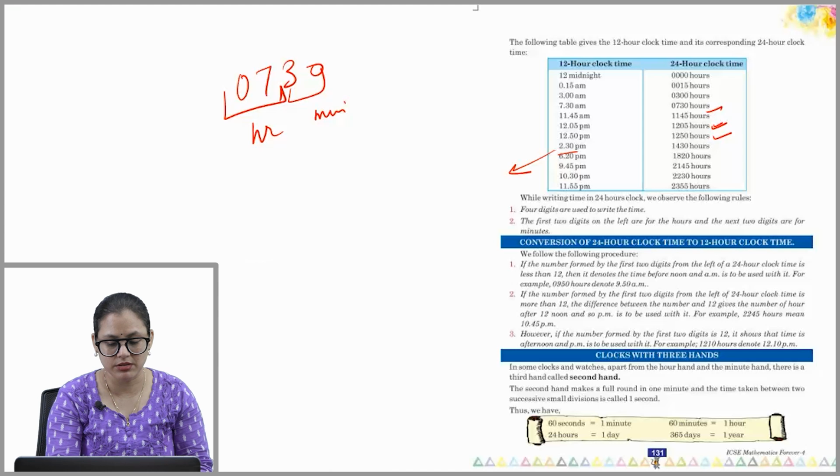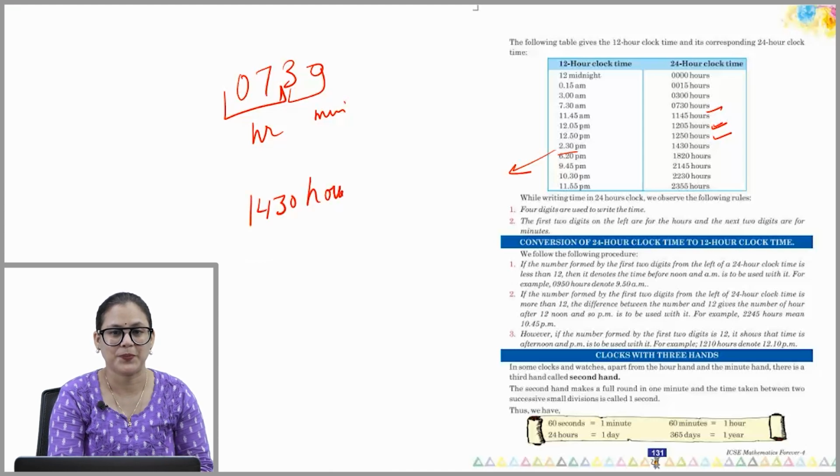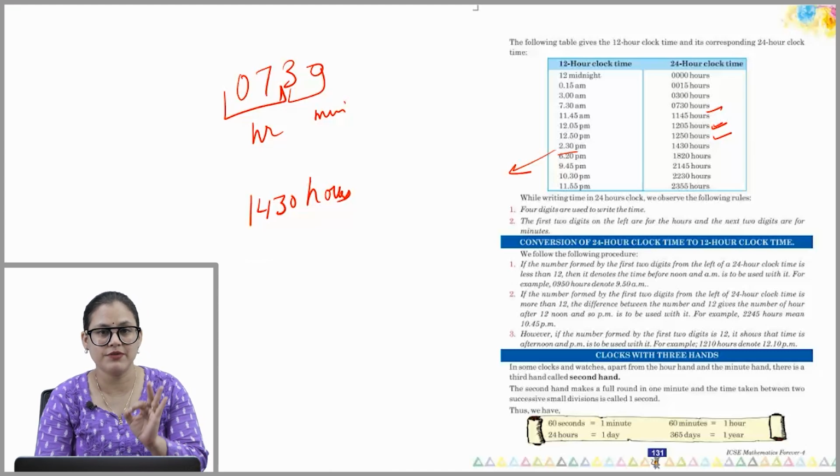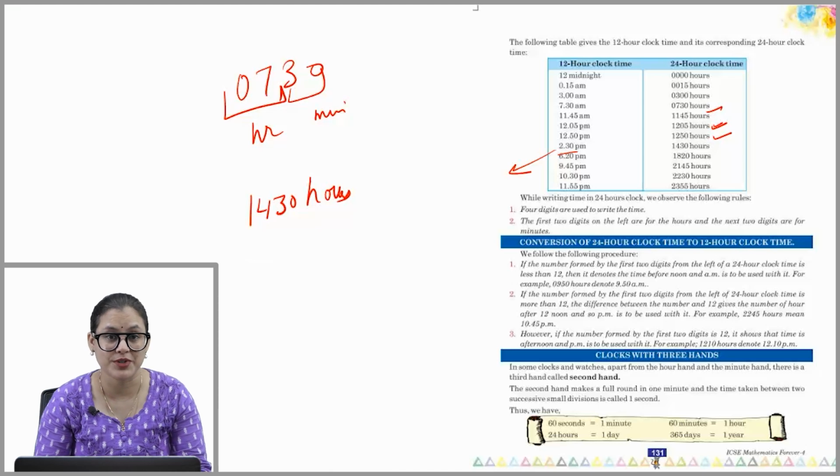But now 2:30 PM is written as 1430 hours. 6:20 PM is written as 1820 hours. 9:45 PM is 2145 hours. 10:30 PM is 2230 hours, and 11:55 PM is 2355 hours.